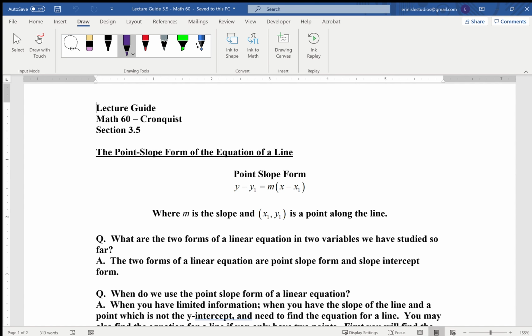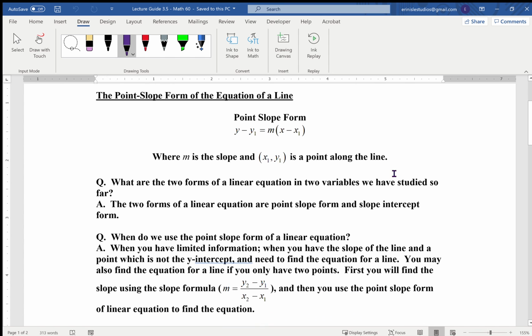Welcome. We're working on the lecture guide for section 3.5 in Math 60. We're going to be learning another type of plotting from a different type of form. First off, we have the point-slope form, where when given a point and the slope, we can generate the equation of a line. Our slope is the m, and the point would be x1 comma y1.